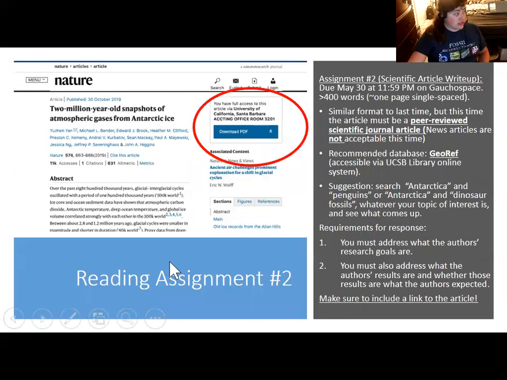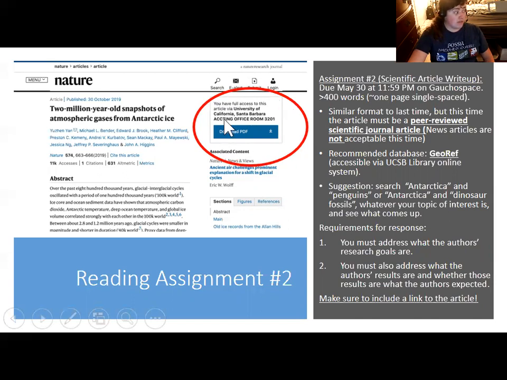I also wanted to mention that reading assignment number 2 is now open, and this is formatted very similarly to last time, except that this time the article you're looking at is a peer-reviewed scientific journal article. This is one that is detailing research written by the scientists themselves, or possibly the historians or social scientists if you're a bit more interested in that. And for science articles, I recommend, if you want to do a targeted search, you can access the database GeoRef through the UCSB Library Online system.